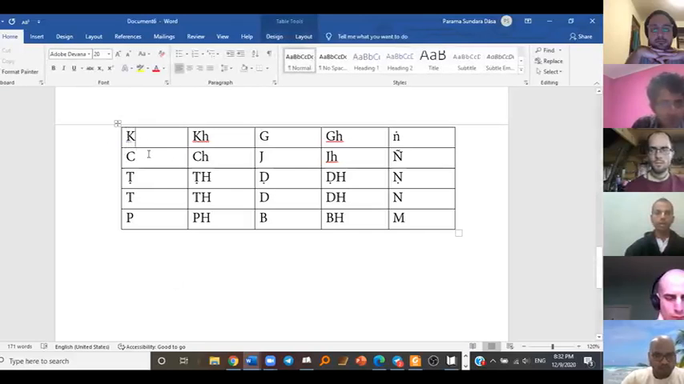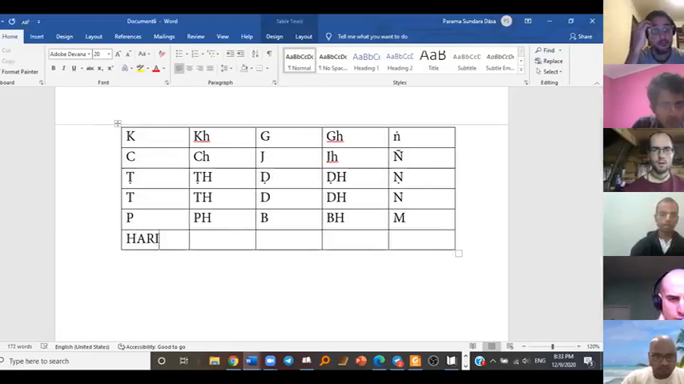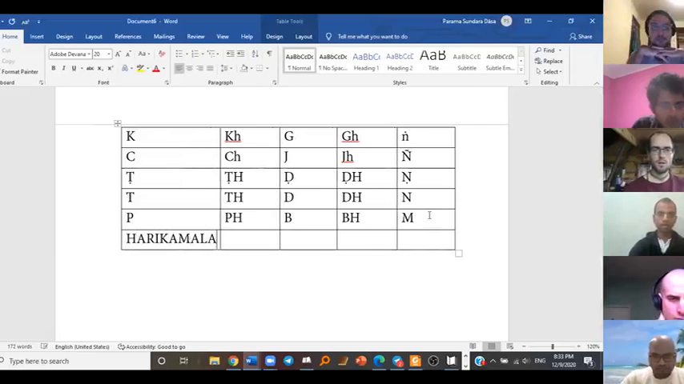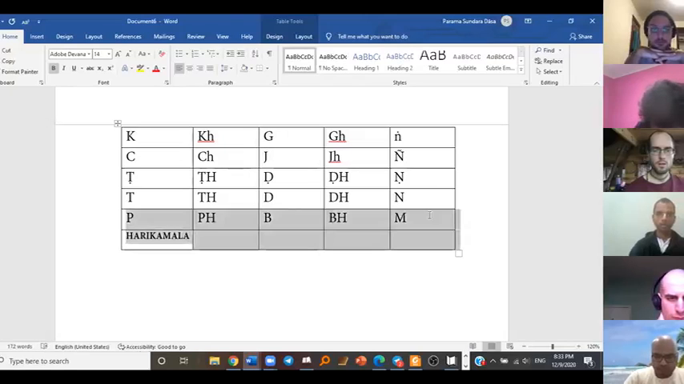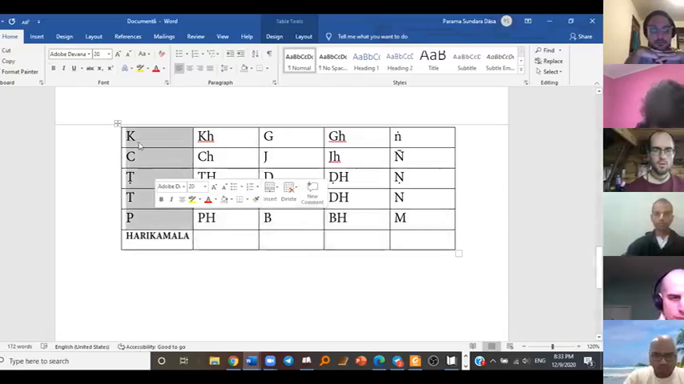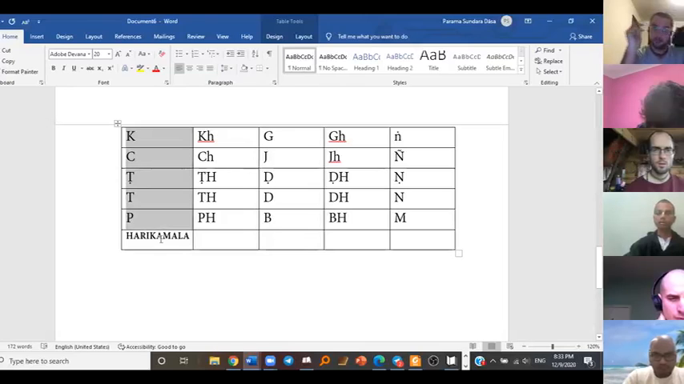Now, kha-cha-ṭha-tha-phā. This first section is known as hari-kamala. Kha-cha-ṭha-tha-phā, hari-kamalāni. These 5 letters, the group of these 5 together, are known as hari-kamala.